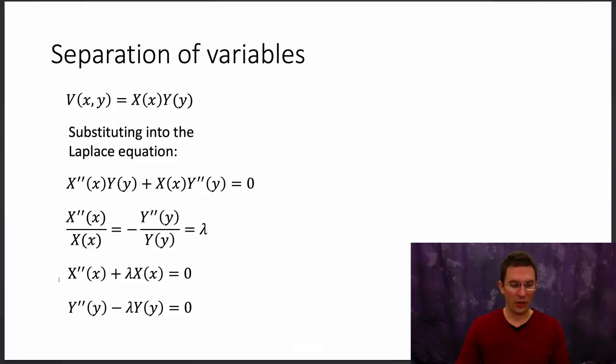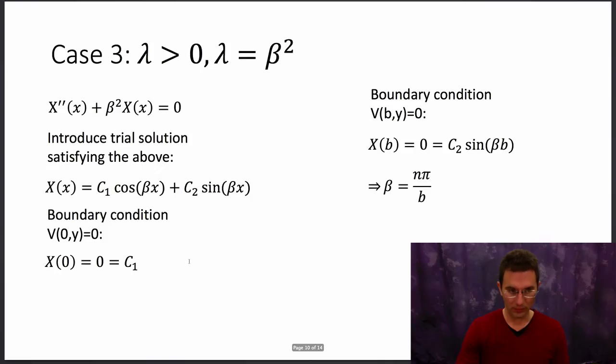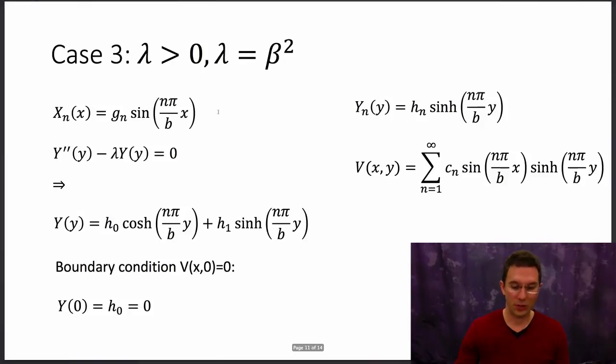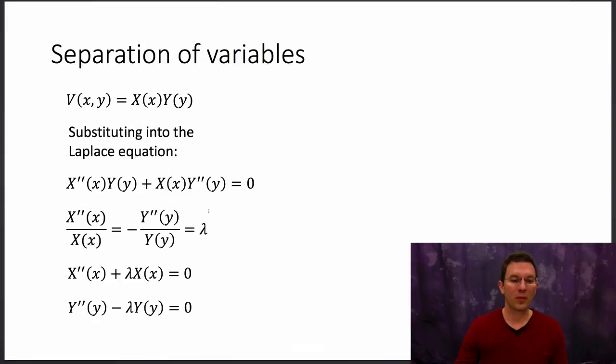Let's work on solving this first one involving the x coordinate. There are 3 different cases involving this separation constant lambda. We can have lambda less than 0, lambda equal to 0, and lambda greater than 0. It turns out that for this particular case, if lambda is less than 0 or equal to 0, we just end up with the trivial case that the potential everywhere is equal to 0. That's of no interest to us.